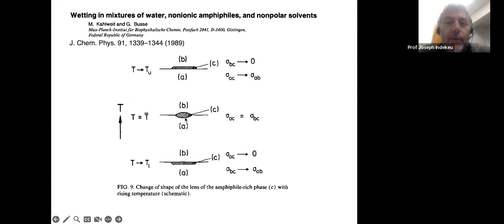And we can distinguish the dihedral angles here, as we did in the discussion of the Neumann triangle. And we can go to a critical endpoint of this type, the upper one or the lower one. Reaching the upper critical endpoint, we can do that by letting the BC interfacial tension go to 0, in which case the AC interfacial tension will approach the AB interfacial tension.